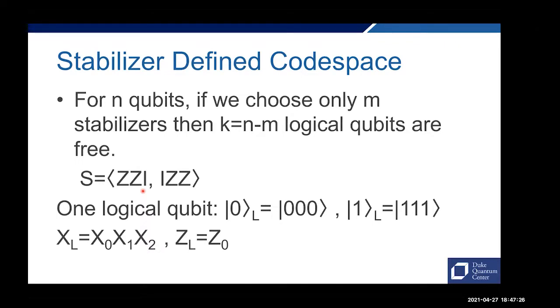Is there a reason why you choose these operators as logical operators? Like, are they unique? What is the criterion for this? Yeah, so the main reason I pick the logical operators like I do is that I want an operator which takes me from zero logical to one logical.